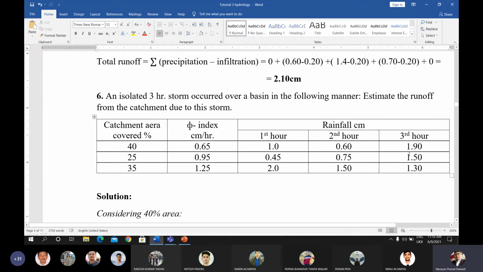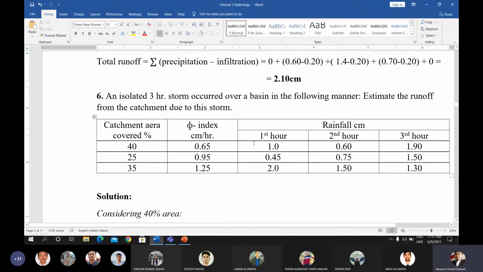And from the second to third hour, the total depth of rainfall is 1.90, the time is 1 hour, and 1.90 divided by 1 becomes 1.90 centimeters per hour as the intensity of rainfall. So the depth of rainfall and the intensity of rainfall have the same value, only the unit is different, for all these 3 hours.